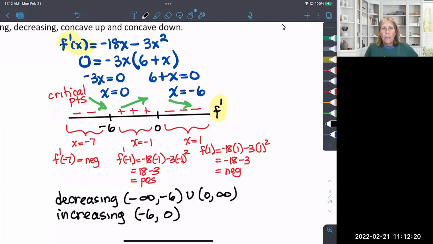Okay, let's take a look. So here's what I found. I plugged my test points into my derivative, and I found a negative, positive, negative. And so that tells me where it's going down, up, and down.